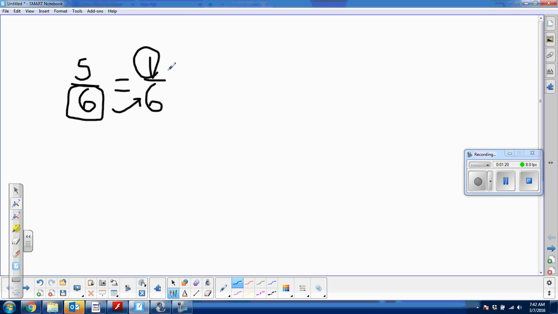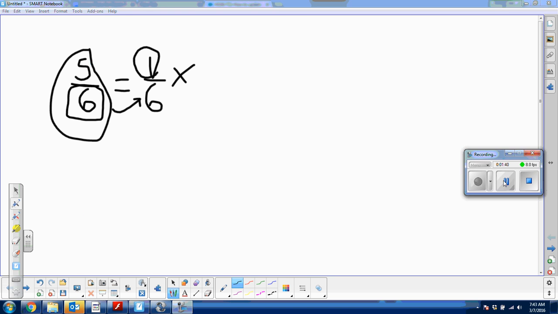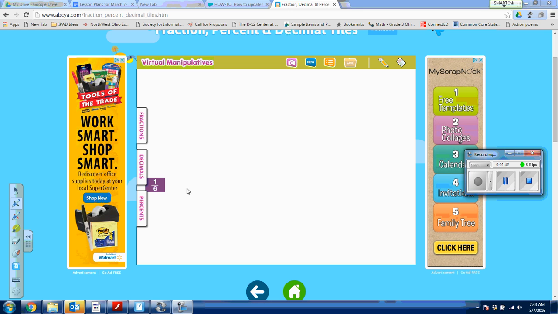Now we have to write this as a multiple. So I need to figure out what I am going to multiply by 1/6 to get 5/6. I want you to think to yourself, how many of these would you need to get 5? So here we have our 1/6s.